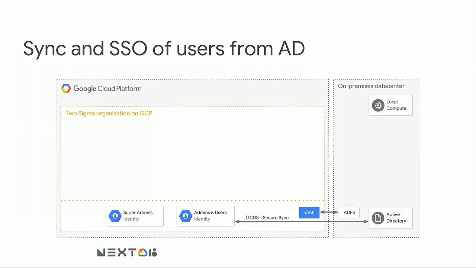And to do that, Two Sigma use a tool which is available called GCDS. It's Google Cloud Directory Sync. It works with Active Directory and synchronizes all your user and group information onto the Google Cloud.